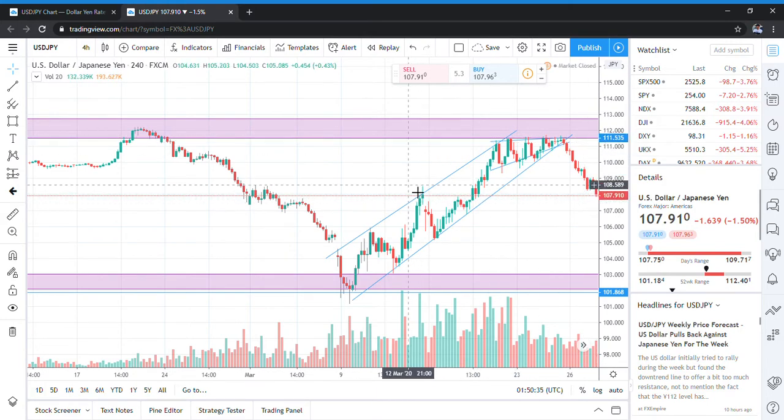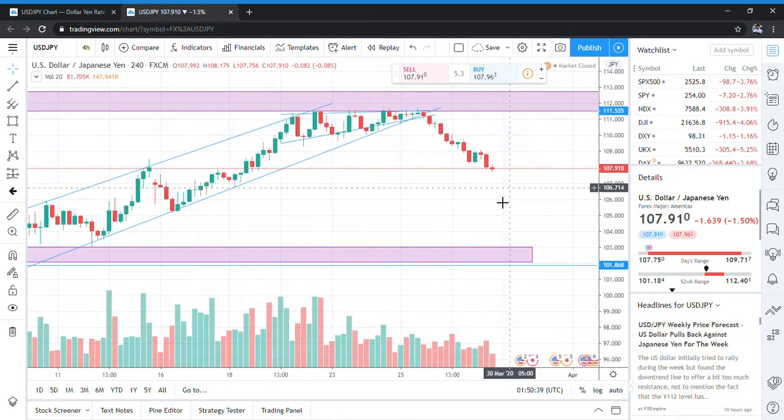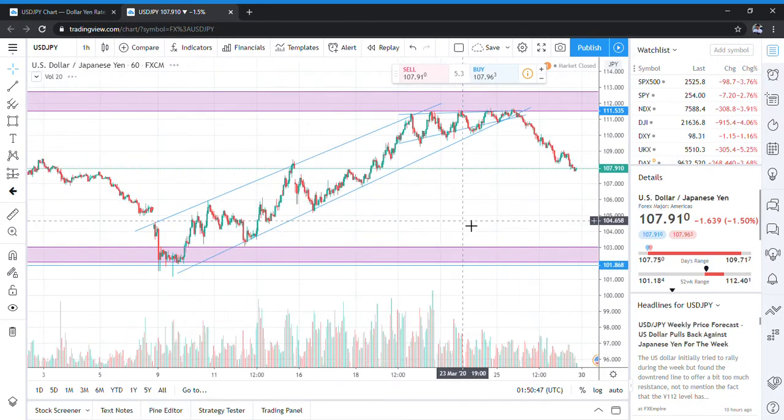We are reaching an area of support. This is kind of where the market had shifted over right before the market had closed. This is kind of where we were at. Let's take a look at the hourly.